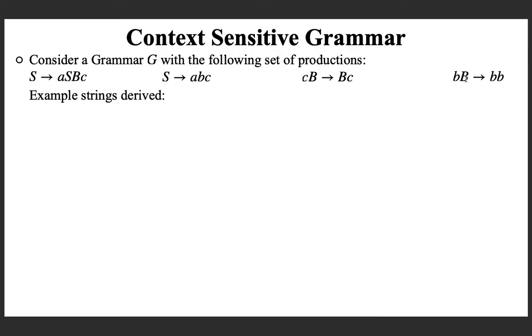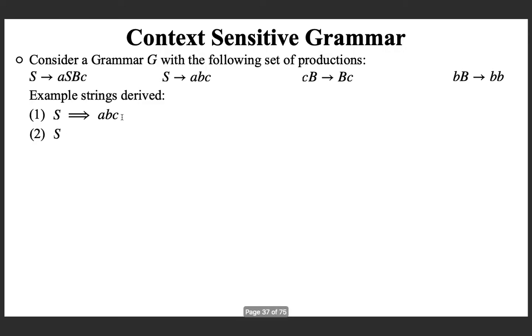To see what language is represented, try to derive some strings in this grammar. As you know, you begin with the start symbol. If you apply the second production, you can replace capital S with small abc, and thus you are deriving abc.